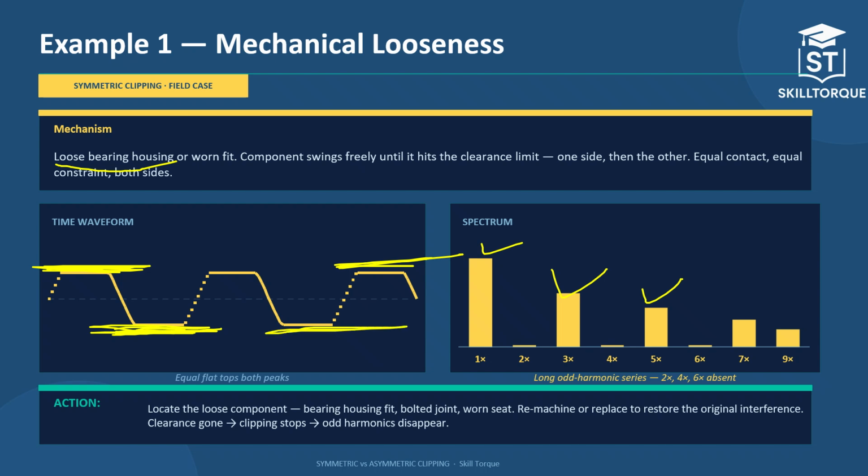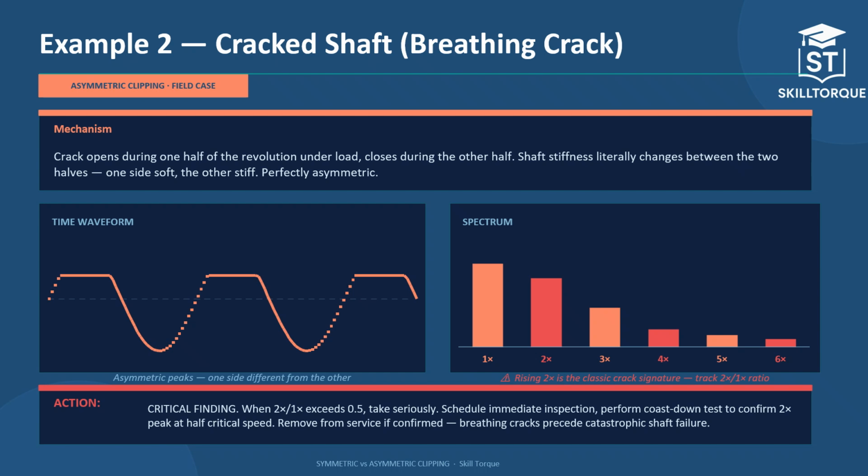In the same way, take another example, the cracked shaft, which is an example of asymmetric clipping.